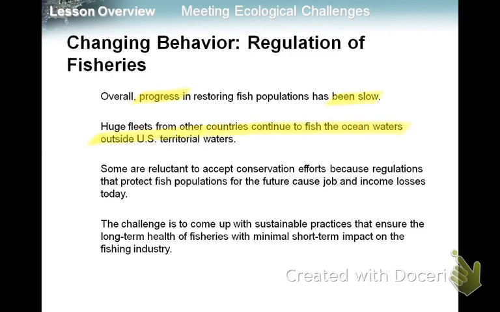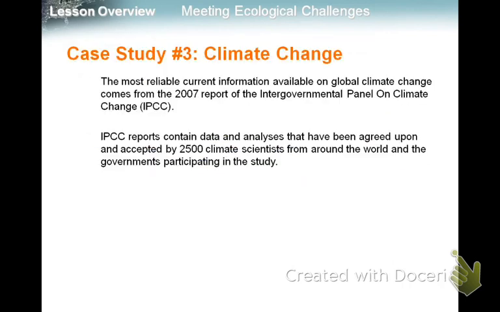Fleets from other countries continue to fish the ocean waters where the U.S. has restricted it. Some are reluctant to accept conservation efforts because the regulations for the future cause job and income losses today. It's a hard time. People have a hard time understanding why they have a loss of income, to try and think about the future. So this is the challenge. Sustainable practices need to be determined, ensure the long-term health of fisheries with minimal short-term impact on the fishing industry. That's still in the works.